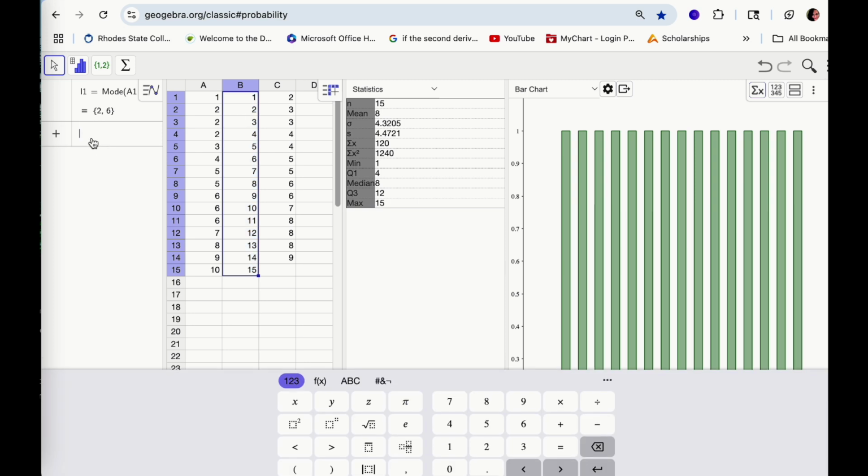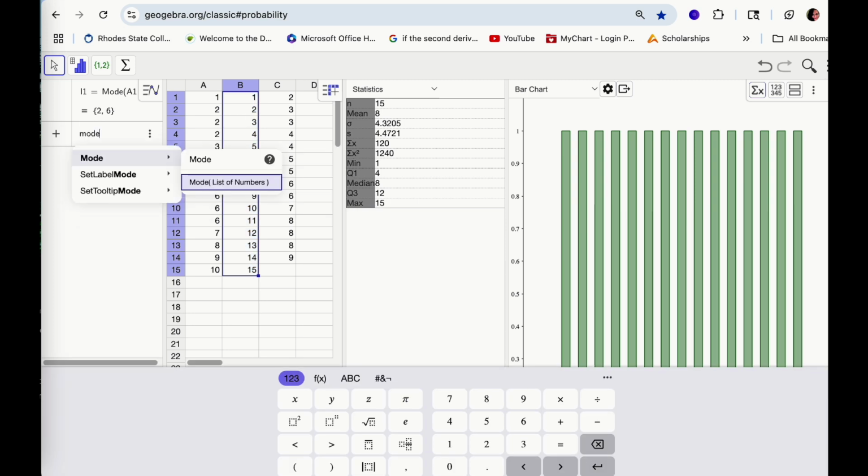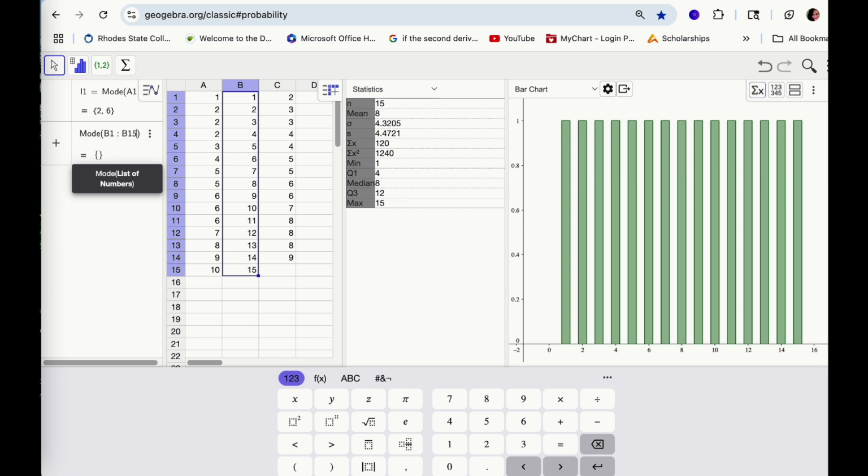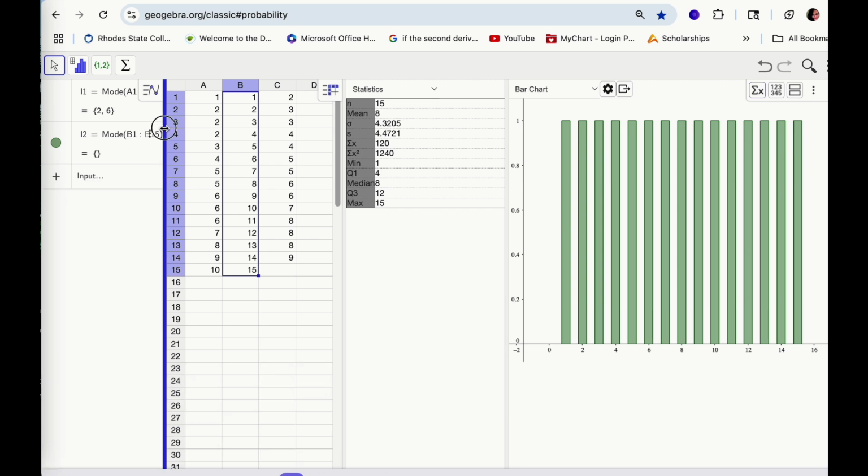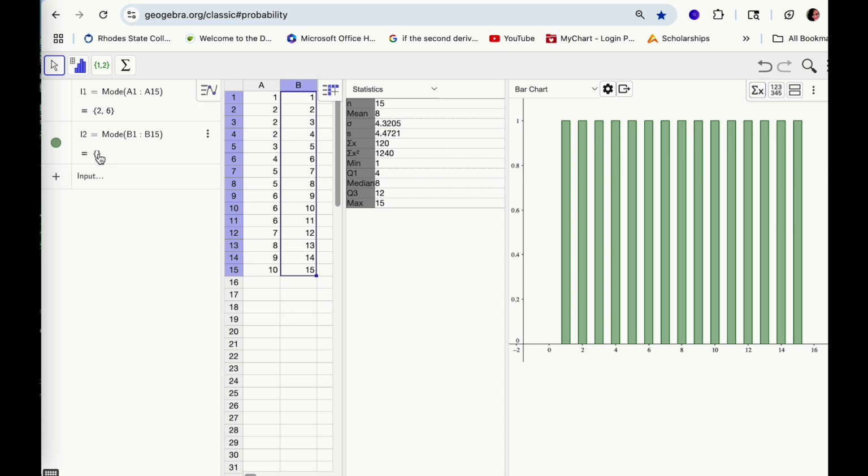Now let's double check the mode. So I'm going to type mode. I'm going to choose list of numbers, and I'm going to put in my start value for the second data set is B1, colon, and then my last value is B15. And I'm going to hit enter. And you can see for the data set in example 2, this is how GeoGebra shows that there's no mode. It just gives you blank braces, so there's no mode shown.